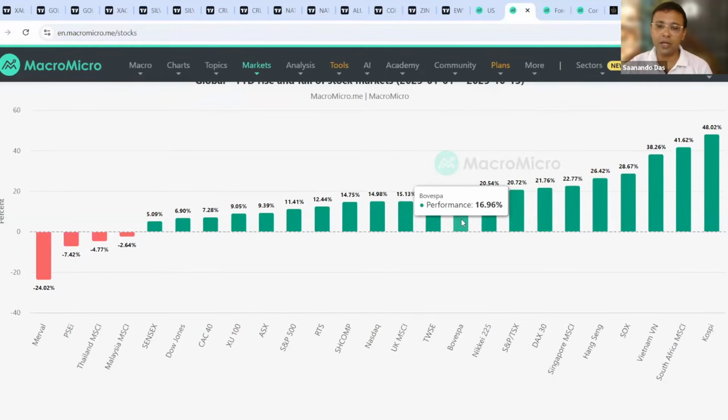Bovespa, that is Brazil, has done about 17%. Taiwan stock market has done 16.5%. UK, that is London or United Kingdom, has done about 15%. Nasdaq slightly lower than 15. Shanghai Composite, which is China's main index, is up 14.75. Russian stock market is up 12.4%. US benchmark S&P is up 11%, whereas Indian market, the Sensex, is up only 5%.